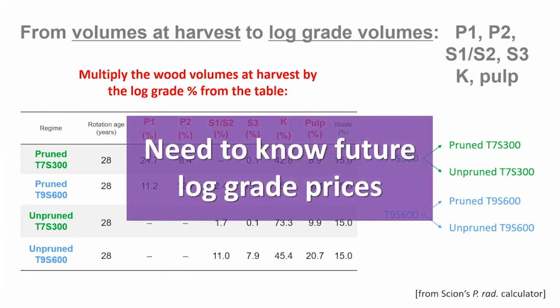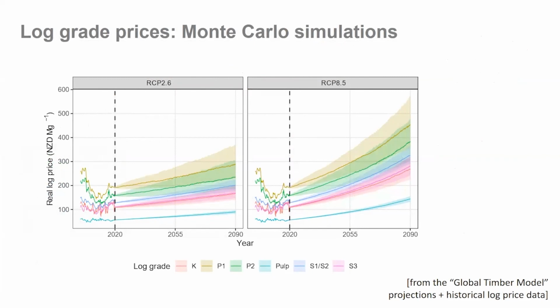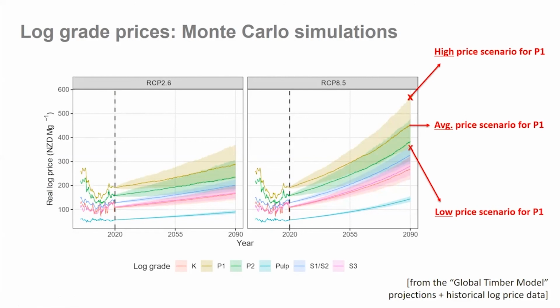But we still need to know the future log grade prices. How do we do that? Well, we adopt some projections from this so-called global timber model, along with some volatility that we extract from historical log price data for New Zealand. And we combine all this information into some Monte Carlo simulations. And then this is what we have for the 2 RCPs. Okay, so here we have the historical data, and here we have the projections after 2020. And again, because we have different ranges here, we can use them to create high, average, and low log price scenarios. In this example, we have those scenarios for RCP 4.5.